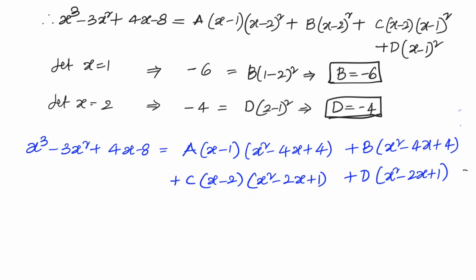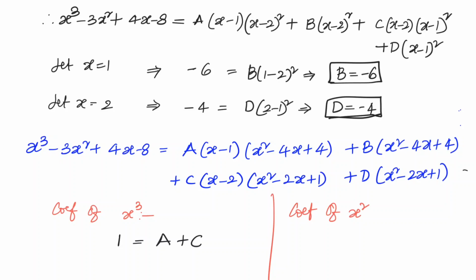Now let us compare the coefficients of x cube and x square here. Let us first compare the coefficients of x cube. From the left hand side, the coefficient of x cube is 1, and from the right hand side, we will be getting x cube terms from a and c. So that will be a plus c equals 1. One condition we got in terms of a and c. Now let us get another condition in a and c so that we can use a pair of linear equations in two variables. We can use the elimination method and find the values of a and c.